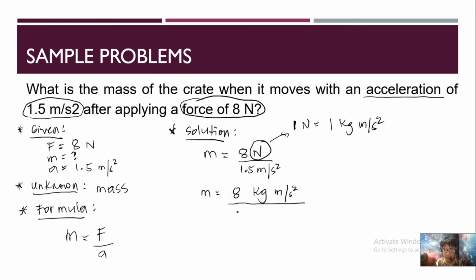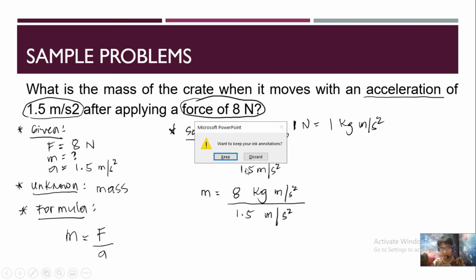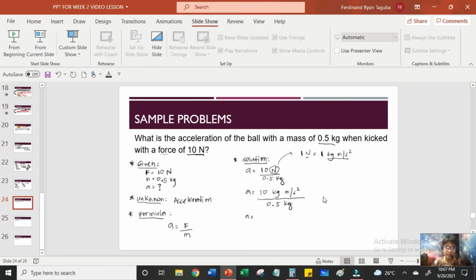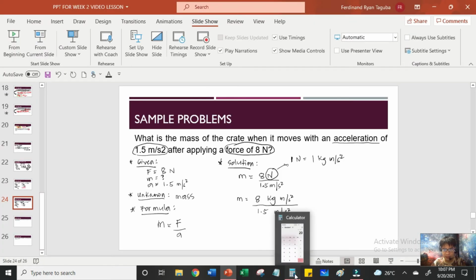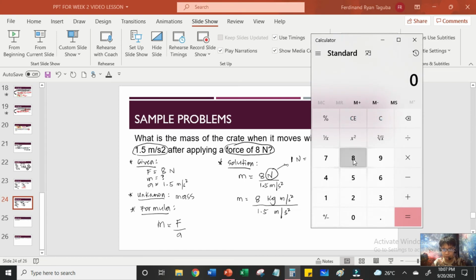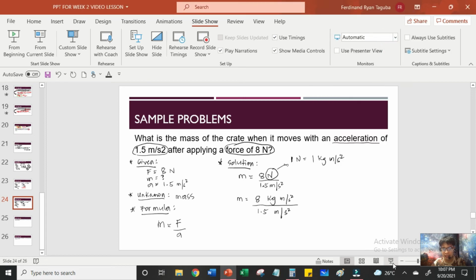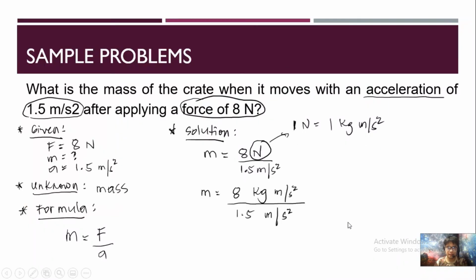So using our calculators, let's see. 8 divided by 1.5, that's wrong. Let's repeat. 8 divided by 1.5, the answer is 5.33. Okay. So the answer would be 5.33. So what would be the unit?